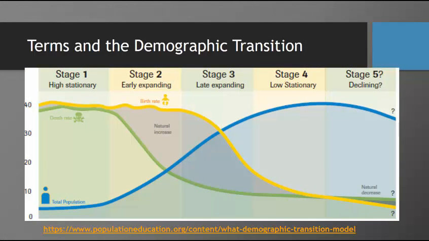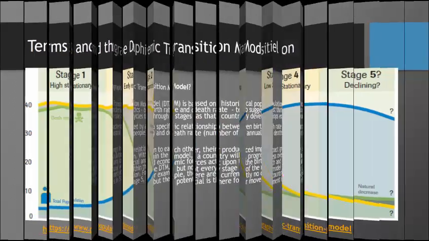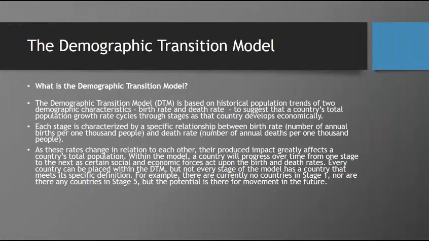Here is a quick explanation of the DTM, or the demographic transition model. This model is used in most AP Human Geography classes, but might not be available to regular World Geography classes. In short, the demographic transition model is based on historical population trends of 2 demographic characteristics, birth and death rates. The model is broken up into 4 main stages, with a 5th theoretical stage at this particular point.